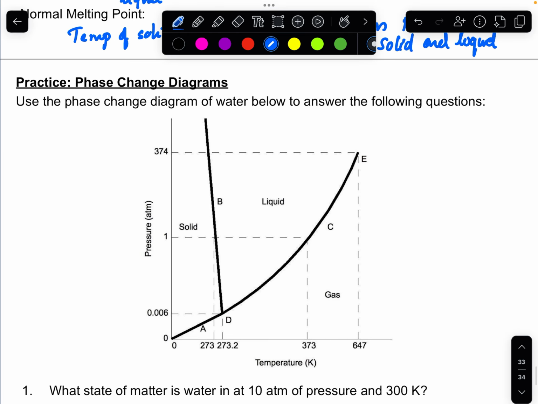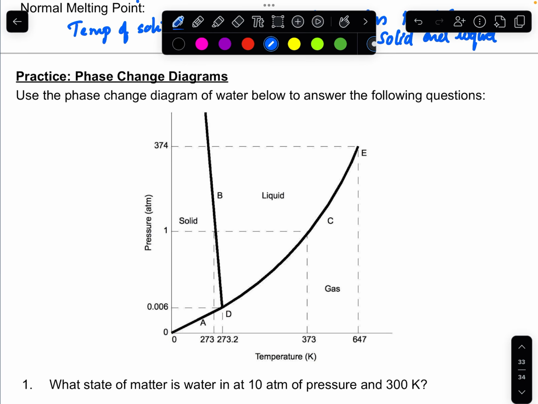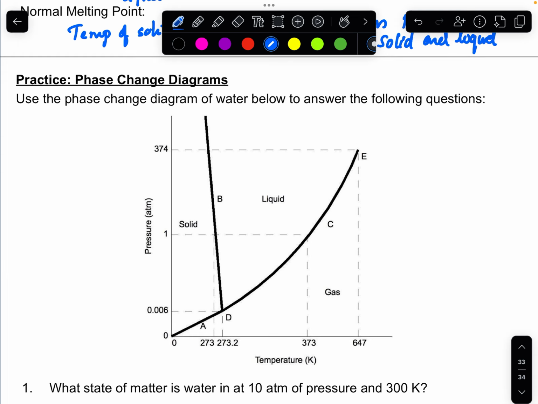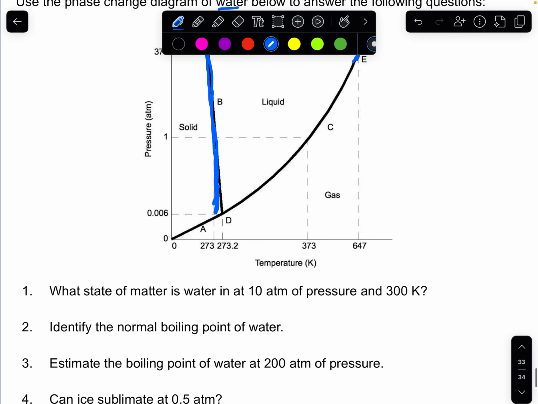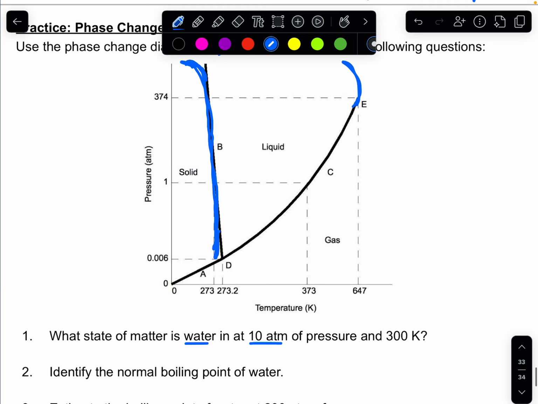Now let's see how to do some of the questions based on the phase change diagrams. Okay, so here this is the phase change diagram for water. Actually the diagram is a little bit slanted this way, like this. It's like a negative slope this way. What state of matter is water in at 10 atm of pressure and 300 Kelvin?